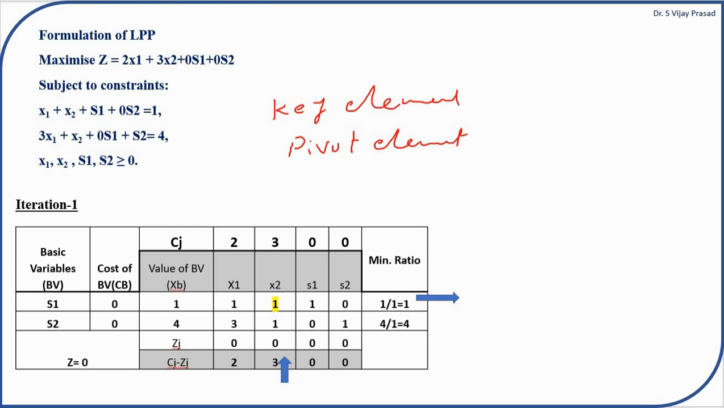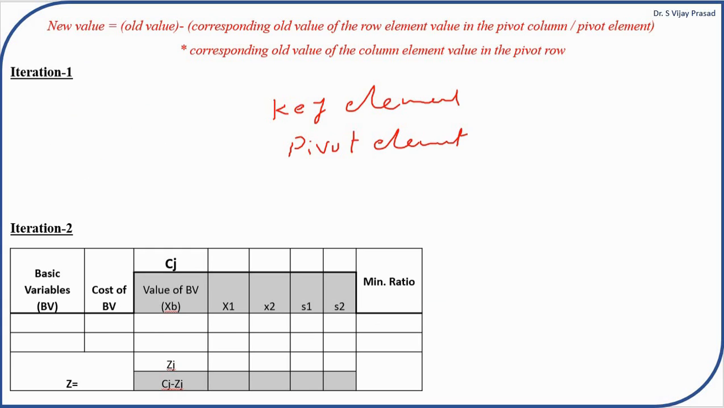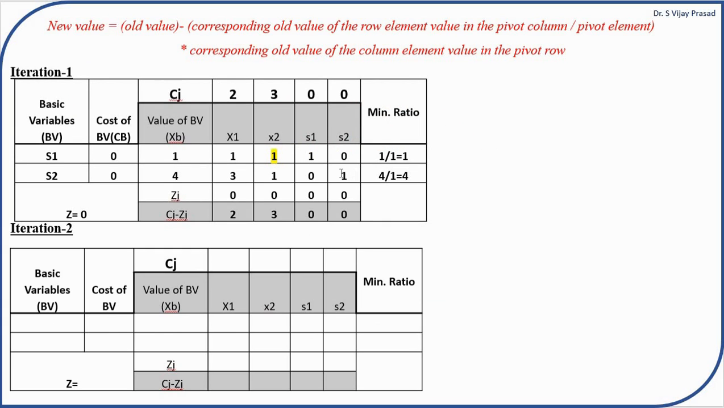Now we are entering the second table. This is the first table we calculated in the previous slide. Now here we are going to calculate the second iteration. We are going to enter all the values. Here S1 is going out of the basis. In the place of S1, X2 is going to enter the basis. Next, S2 is going to be very similar in the next iteration.